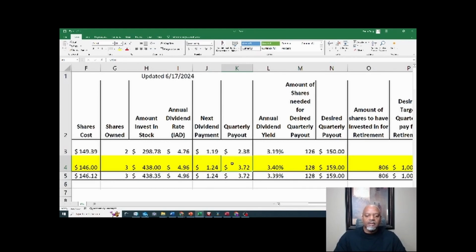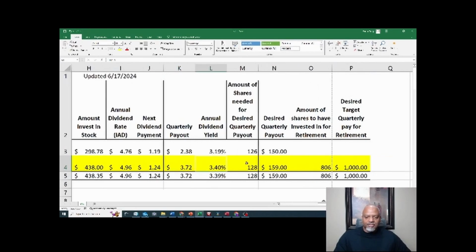$3.72. How this is calculated again, I'm going to show you. It's how many stocks we have times how much the next dividend payment is, and that gives you the $3.72. The annual dividend rate divided by the share price gives you this, the 3.4%.